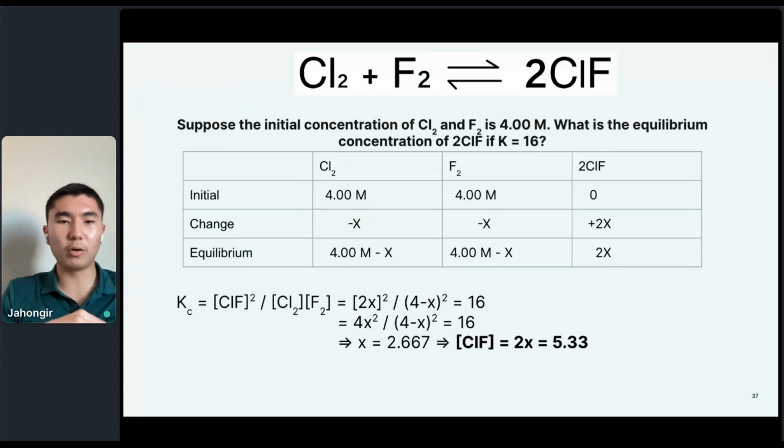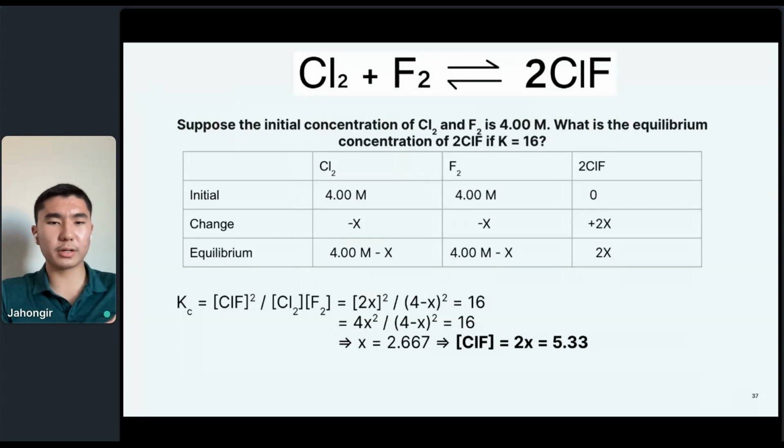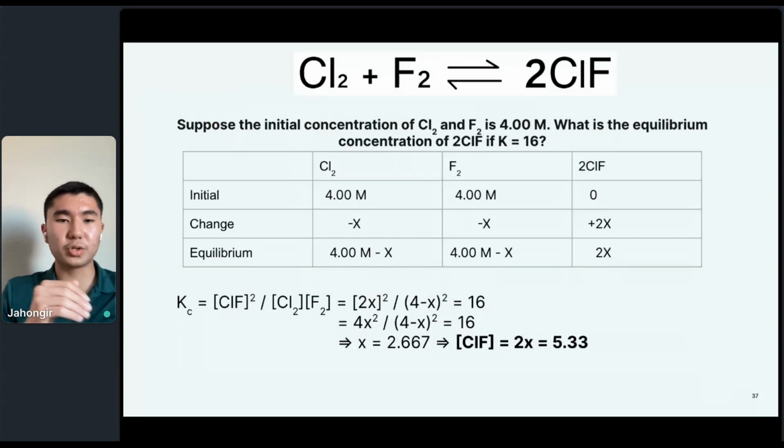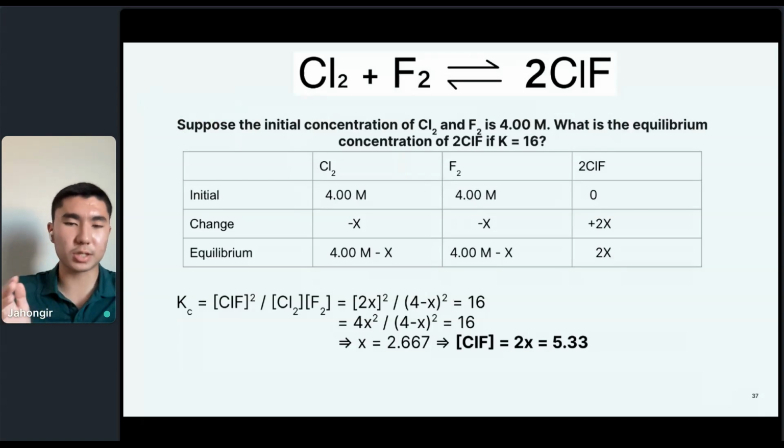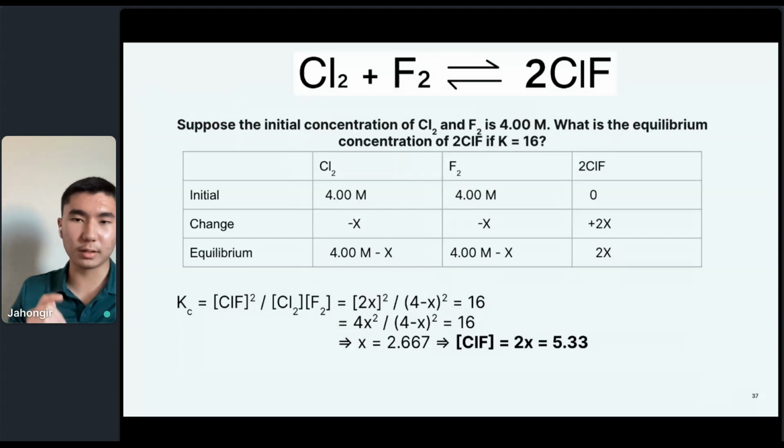And when we divide that over our reactants and make it equal 16, we can put it in our calculator, and our calculator can solve it. And when our calculator solves it, we will get x is 2.667. And since the question asks for the equilibrium concentration of 2ClF, we know that the equilibrium concentration is 2x. So that's 2 times 2.667, and that'll get you 5.33.